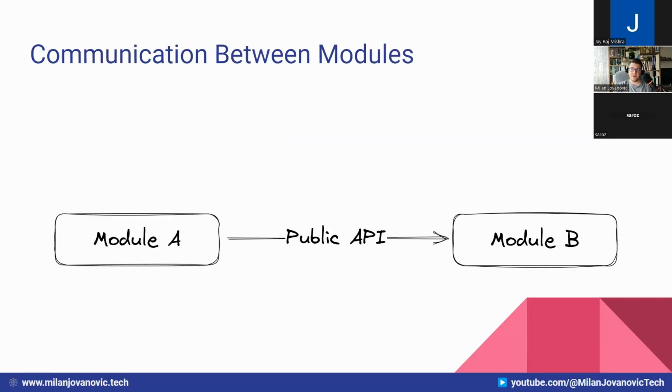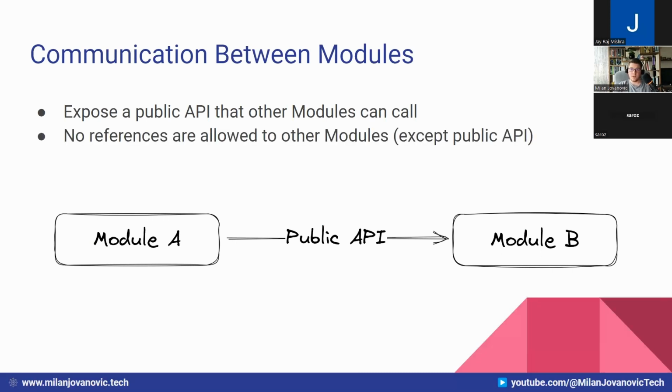So the next part, after figuring out what your modules are, is how they're going to communicate between each other. Each of your modules is supposed to expose a public API that other modules can call. Then no references are allowed to other modules. So if you recall, you're working in a monolith system and nothing is really preventing you from referencing the class library of some other module. But you really shouldn't be doing this because you would be breaking your architecture.